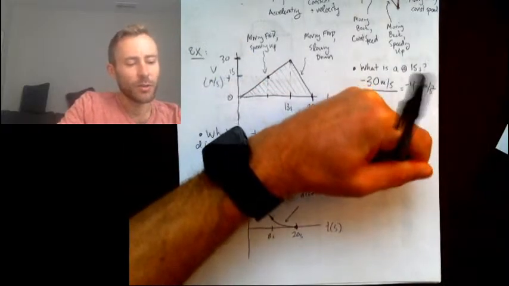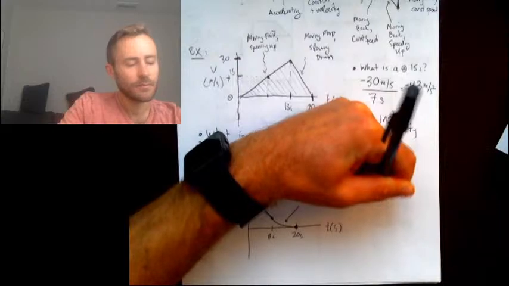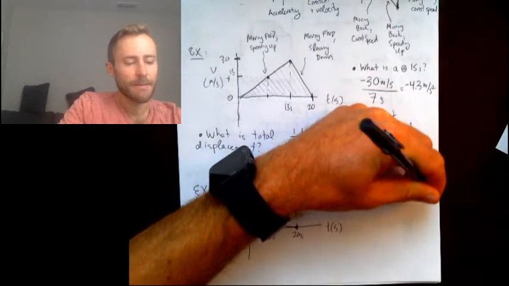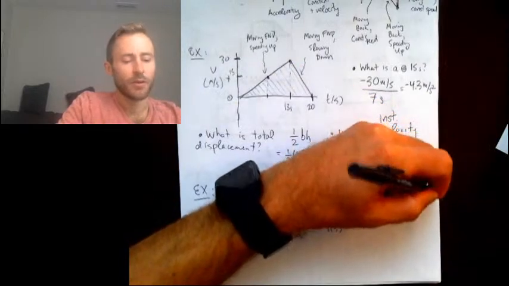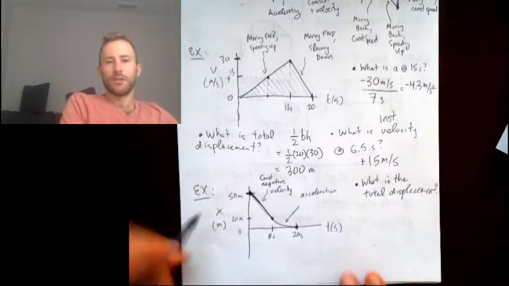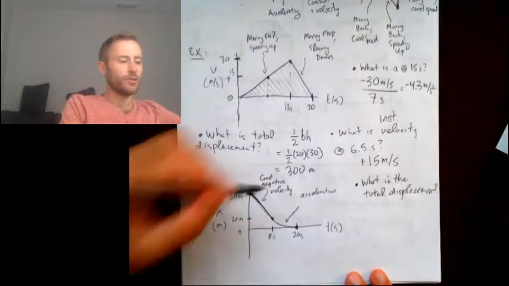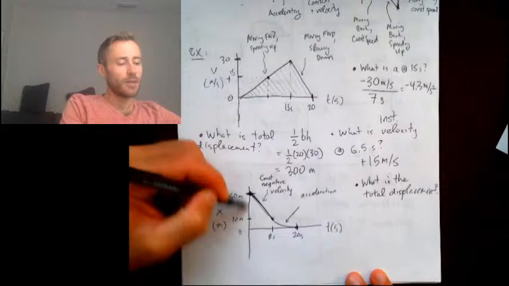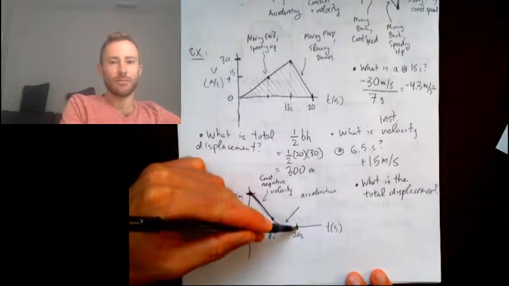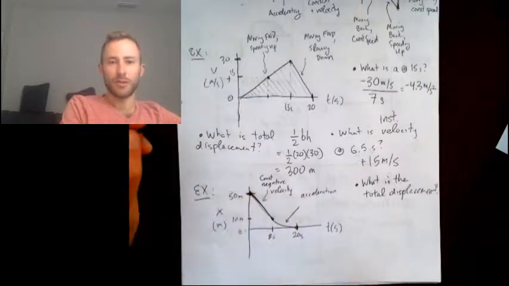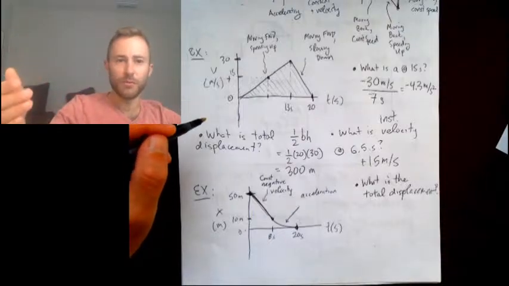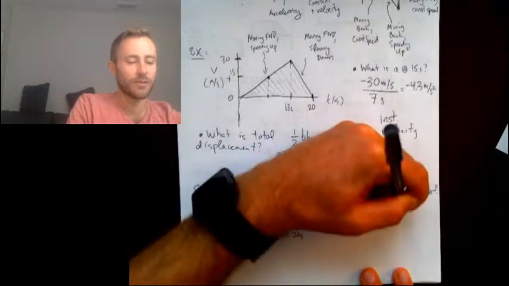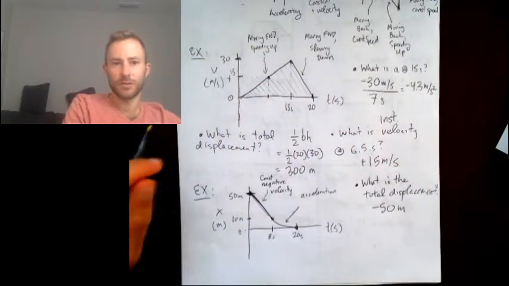What is the total displacement for this entire journey? Well, we can see that for this entire journey, we start out at a position of 50 meters, and we end up at a position of 0 meters. So that means the displacement must have been, if you go from 50 to 0, that's a displacement of negative 50 meters.